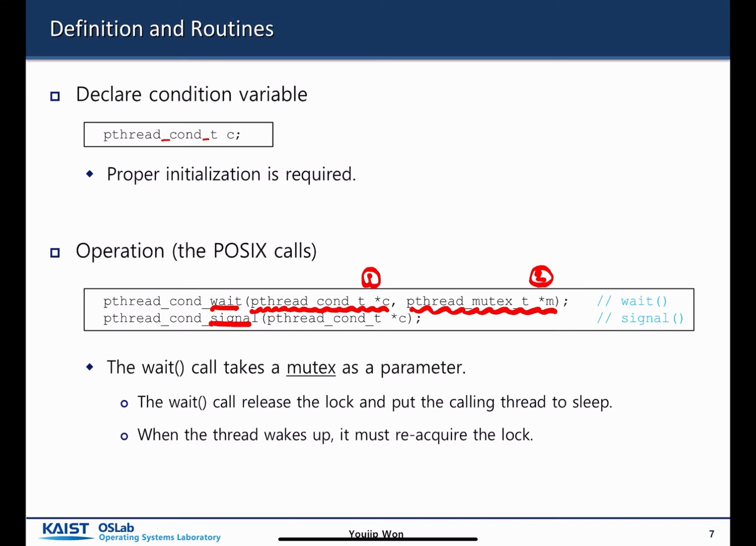So the wait call takes the mutex as a parameter. Then the wait call releases the lock and puts the calling thread to sleep. When the thread wakes up, it must reacquire the lock. So that's the important part. And then we're going to deal with the actual code and explain what these mean.